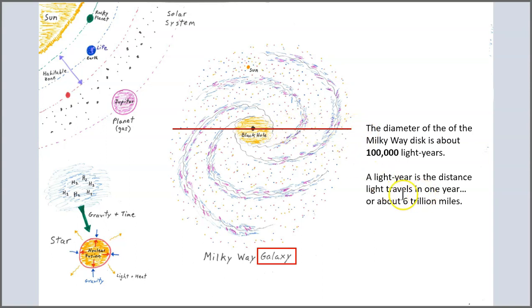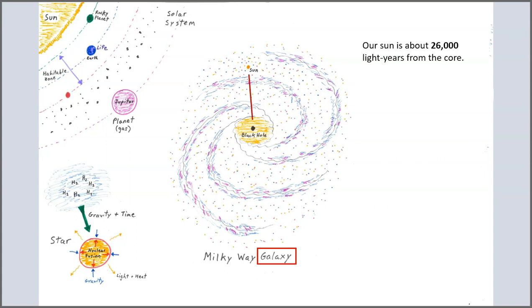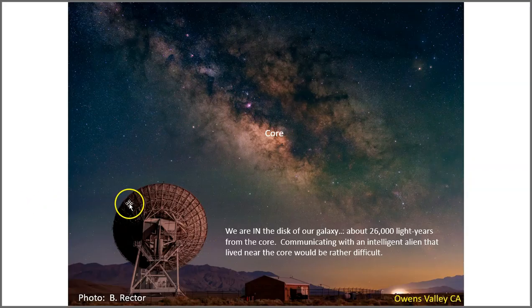A light year is the distance light travels in 1 year. It's roughly 6 trillion miles. So the distance across our galaxy would be 600,000 trillion miles. Our sun is about 26,000 light years from the core. So here we see the core of the Milky Way here. We are in the disk of our galaxy, about 26,000 light years from the core.